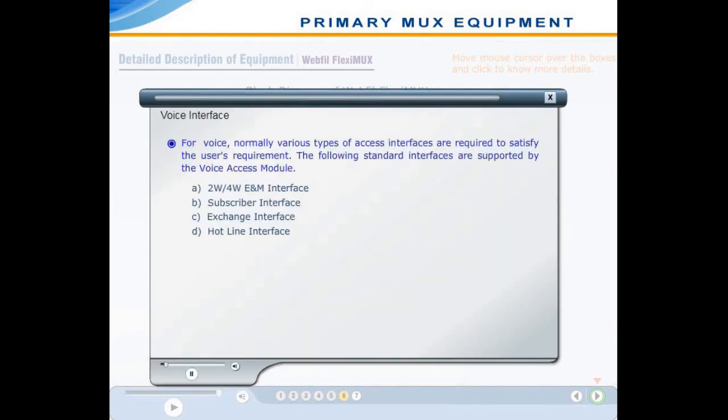Voice interface. For voice, normally various types of access interfaces are required to satisfy the user's requirement. The following standard interfaces are supported by the voice access module. These are 2-wire or 4-wire E&M interface, subscriber interface, exchange interface, and hotline interface.